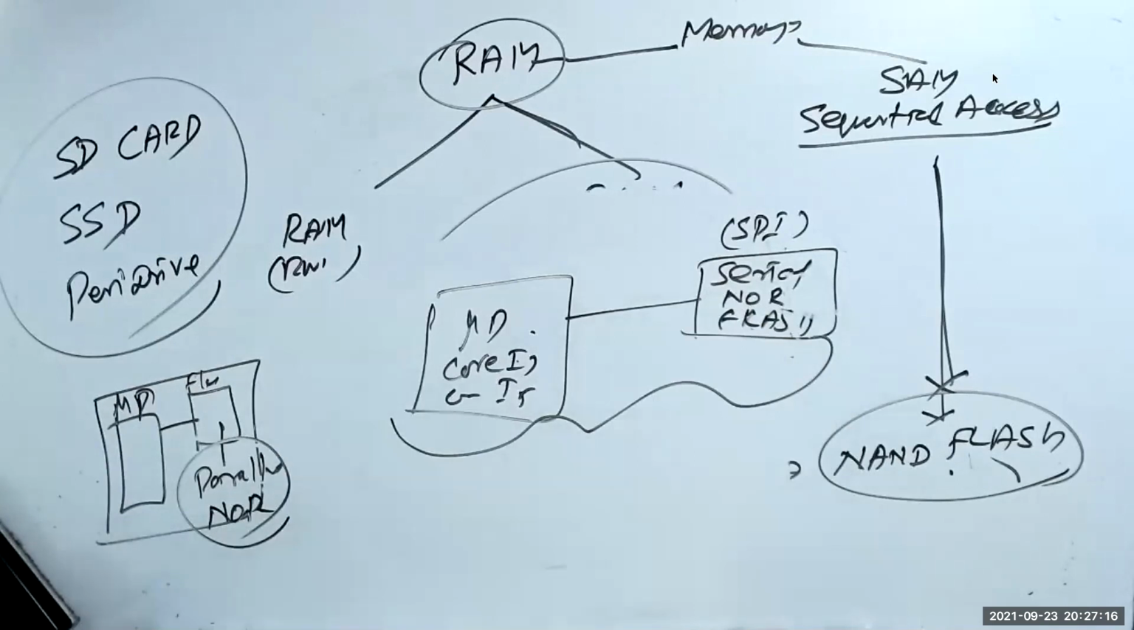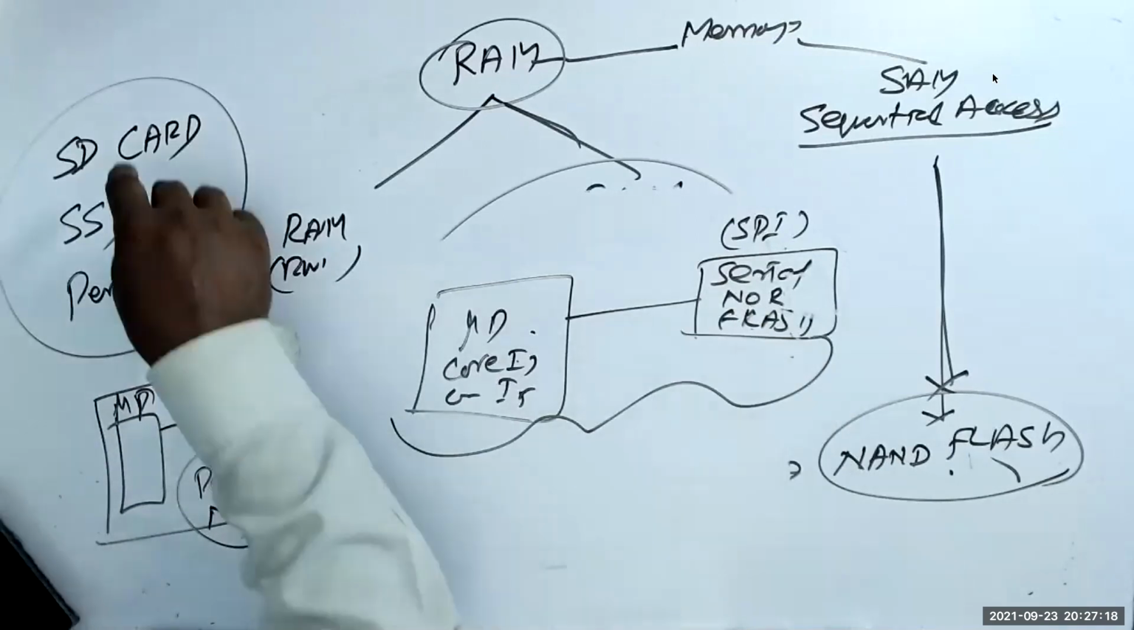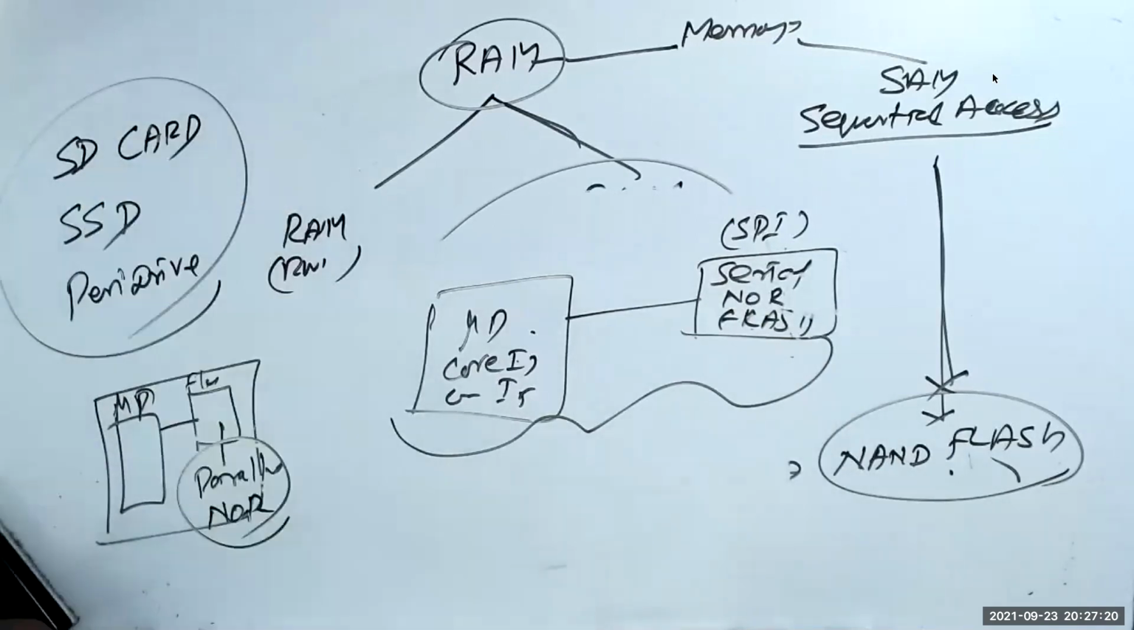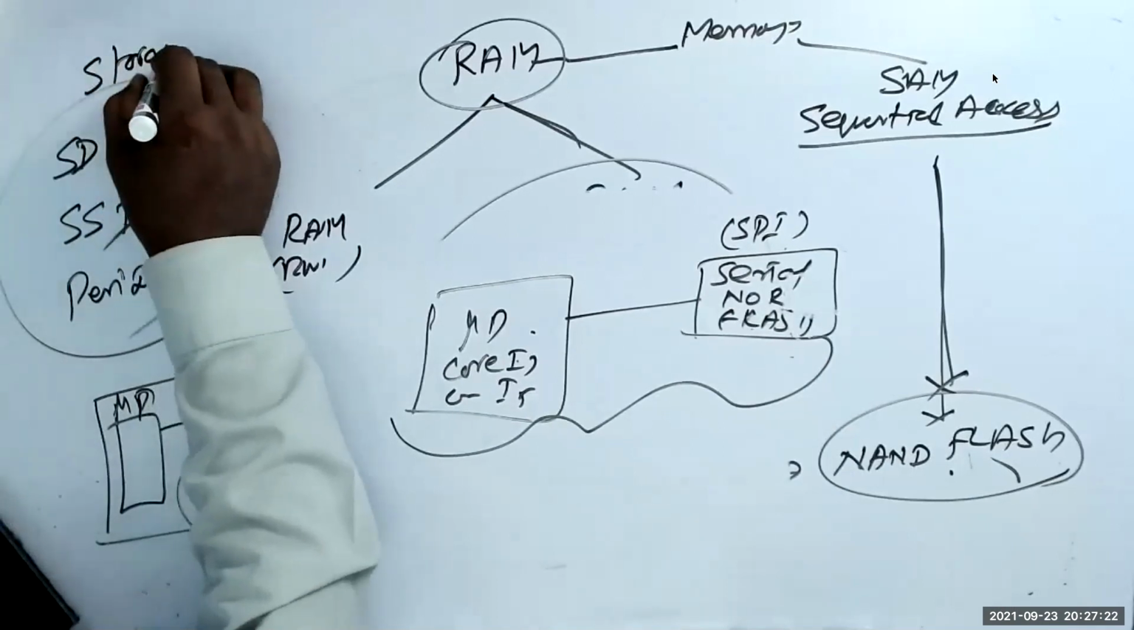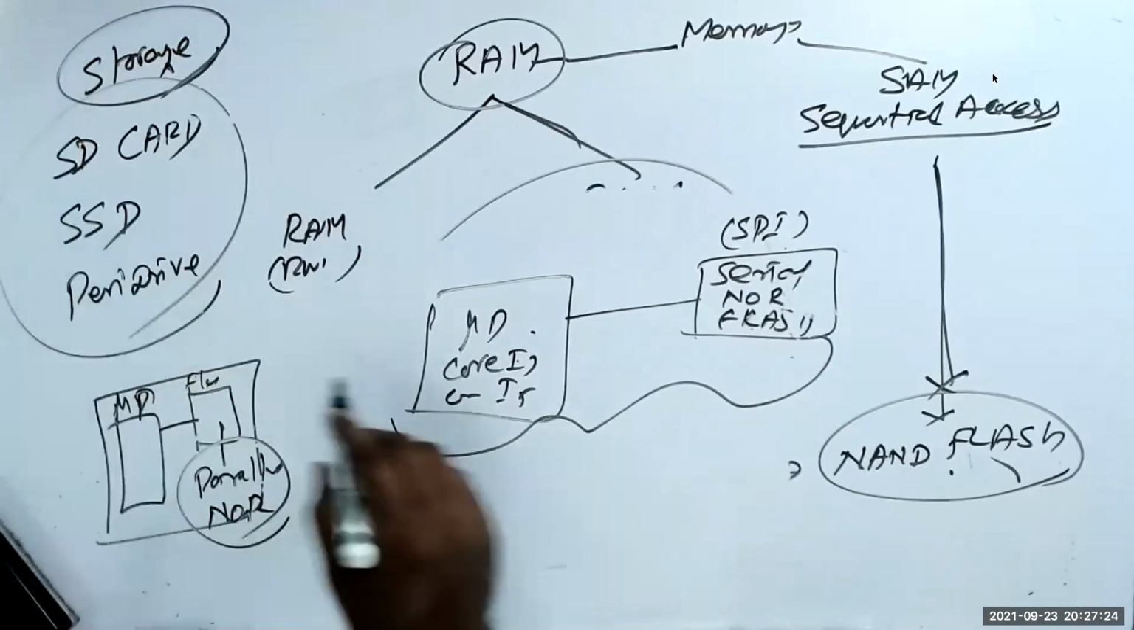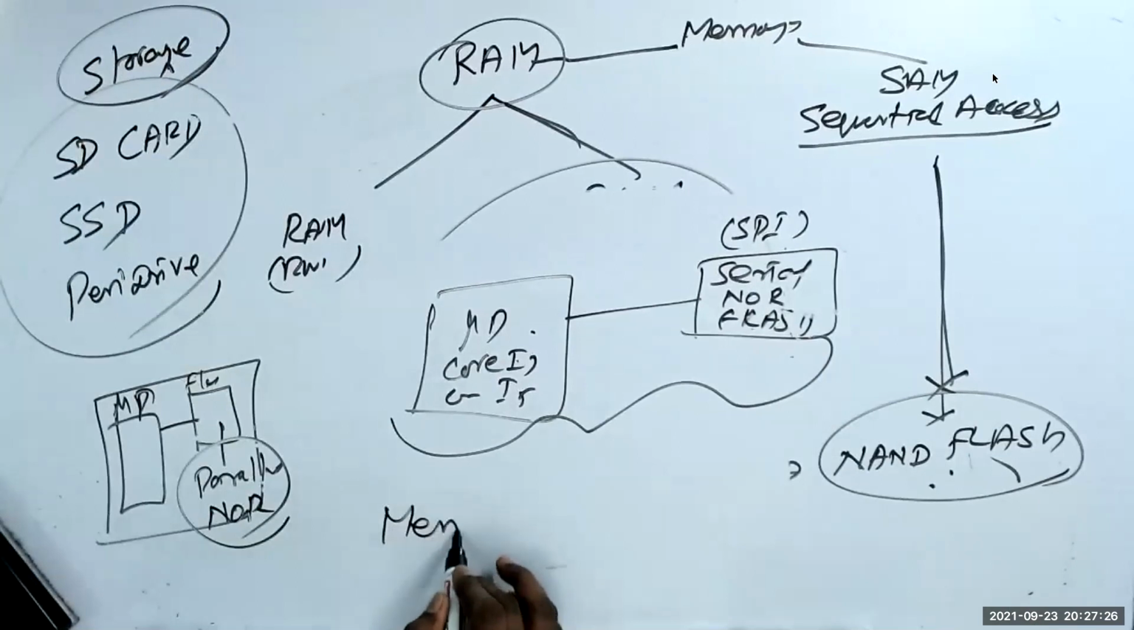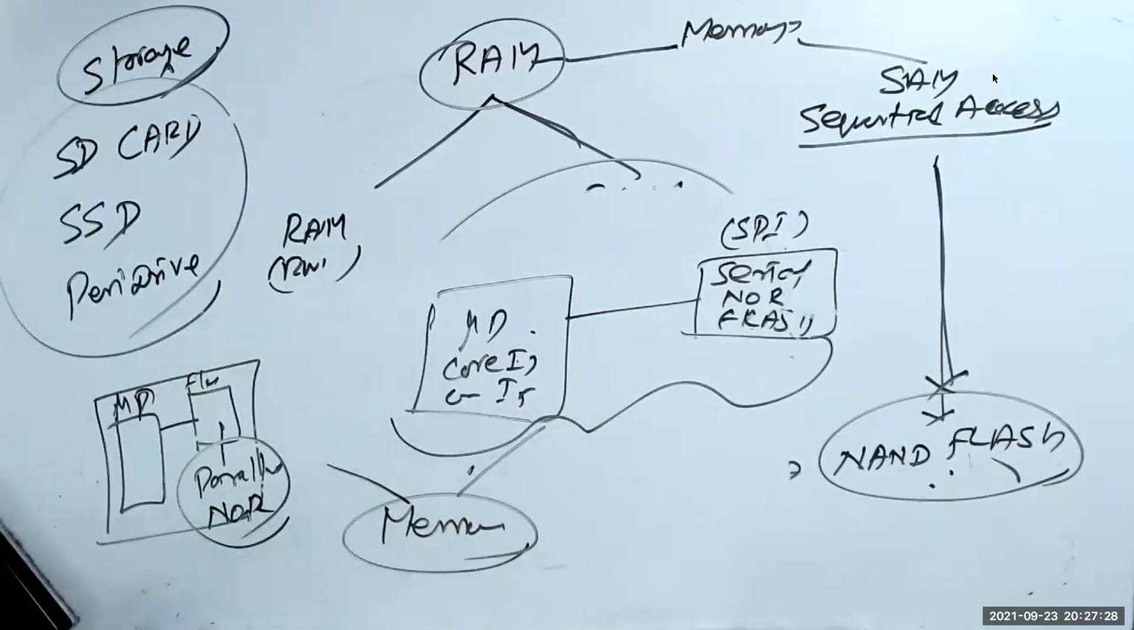And all your SD card, SSD and pen drive, everything, this we call storage. All storage are NAND flash. All the memories are NOR flash. So this information, you keep it with you. Okay. Please watch the video once again and try to understand.